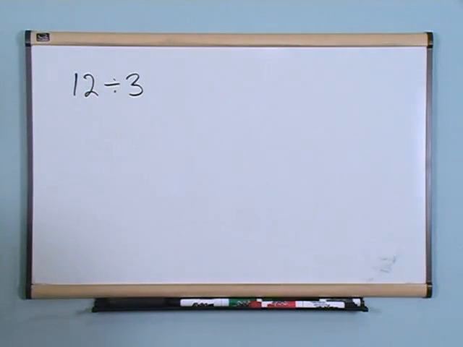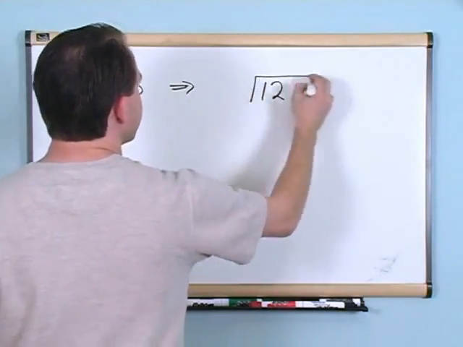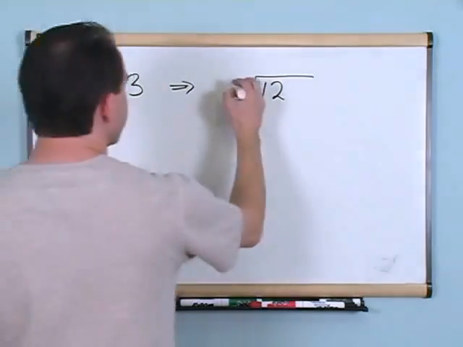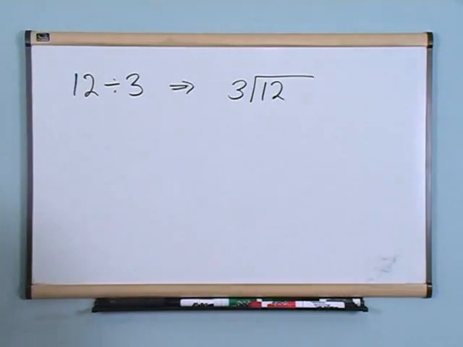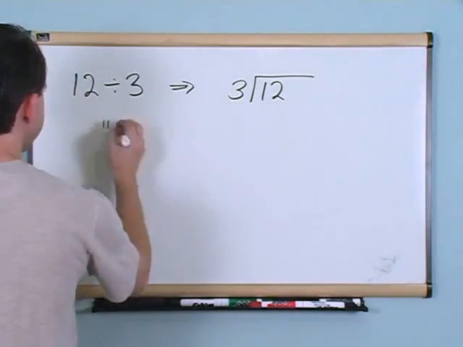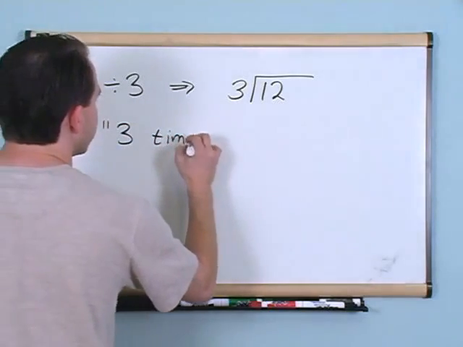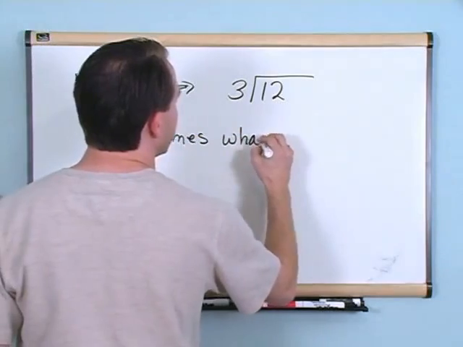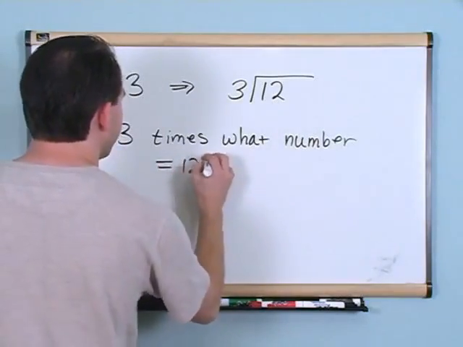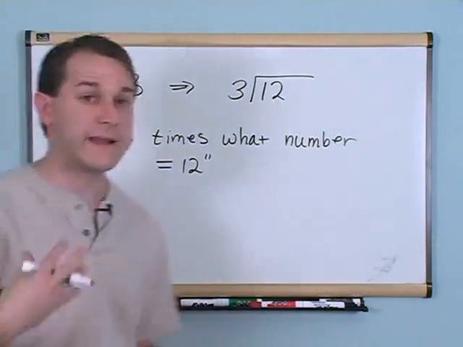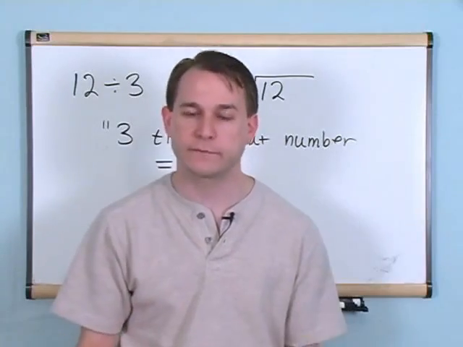Okay, 12 divided by 3. Another way to write this problem is 12, put this division symbol over the top, and you put a 3 out here. So 12 divided by 3, okay? So what this question is asking is, start with this number, 3 times what number is equal to 12? That is going to be the answer to this problem. 3 times what number is going to be equal to 12, okay?